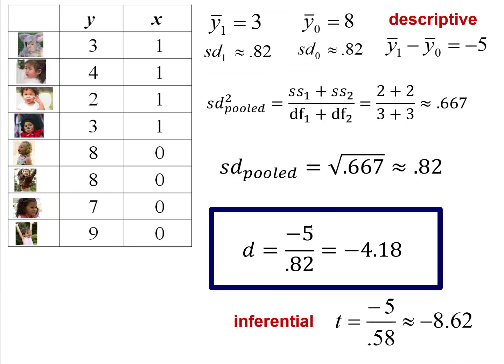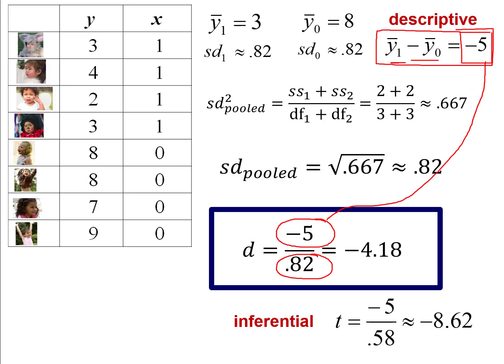For the d-statistic, we're going to take the size of difference between our two means and divide it by the pooled standard deviation. And we saw that in this example, the difference between the two means, y bar for group 1 minus y bar for group 0, was -5. With this example, our treatment group was 5 points lower than the control group in their levels of happiness. So we plug that in, that's the numerator for our d-statistic, and then we divide that difference between means by the pooled standard deviation.